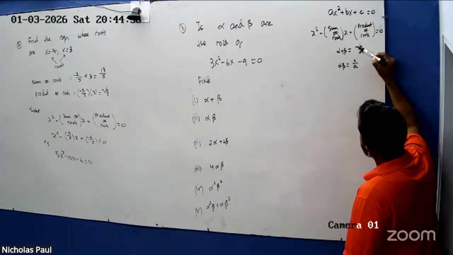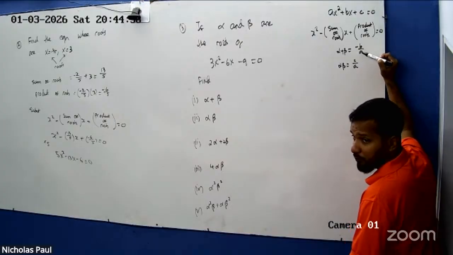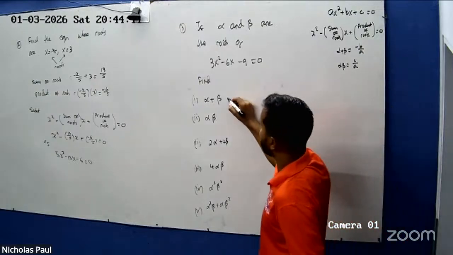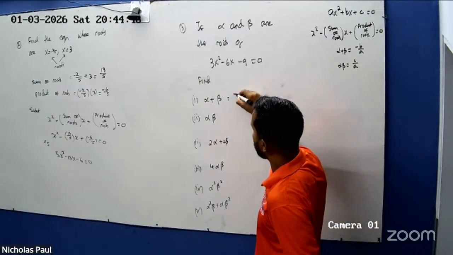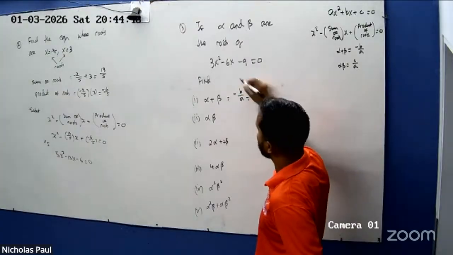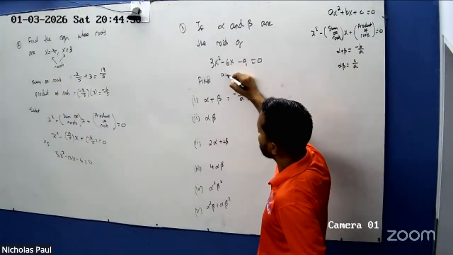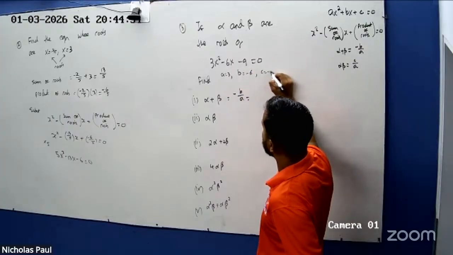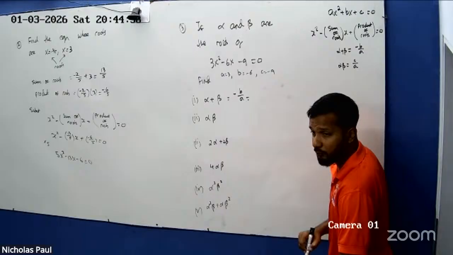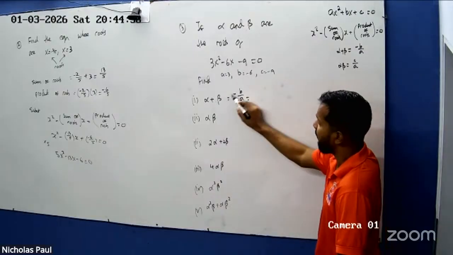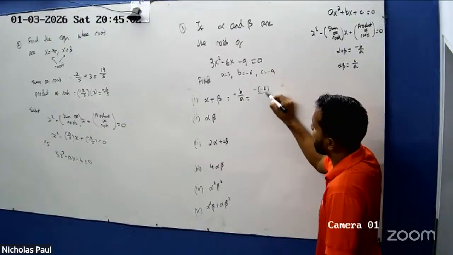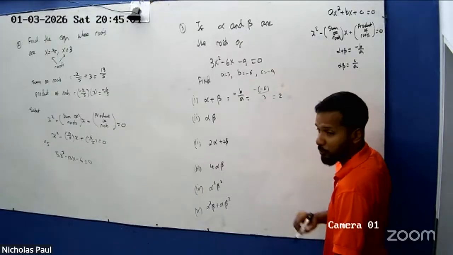Alpha plus beta is minus b on a. That's okay? Alpha plus beta is minus b on a, so that will be minus b over a. We know what a is, we know what b is, and we know what c is. So alpha plus beta is minus b on a, so that's minus 6 on 3, which is 2.